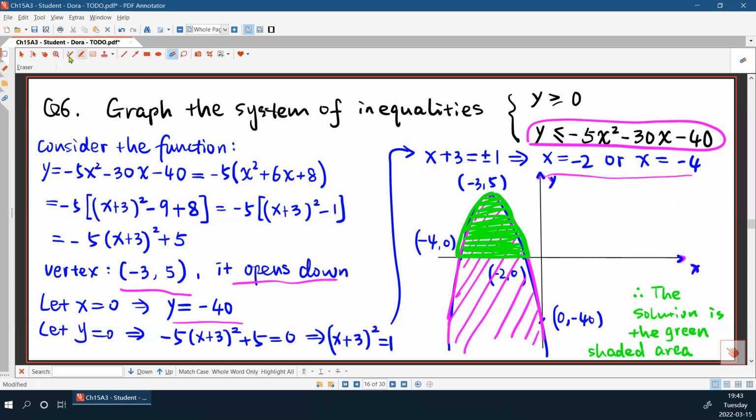Okay, so please have a look at this question and let me know if you finish, okay? And do not forget the origin point.